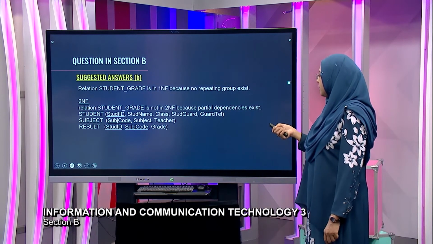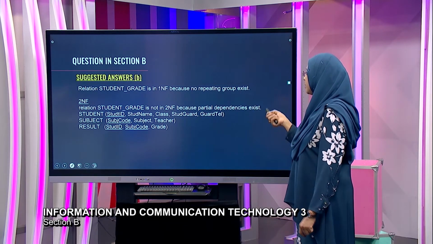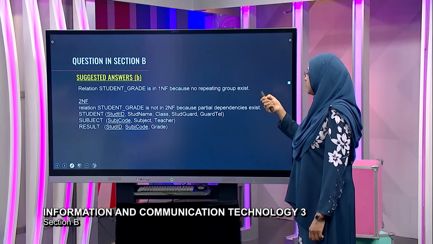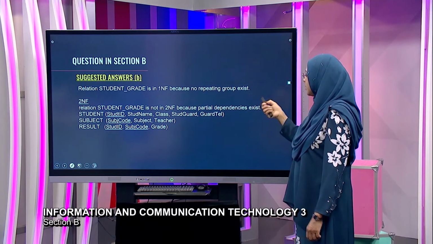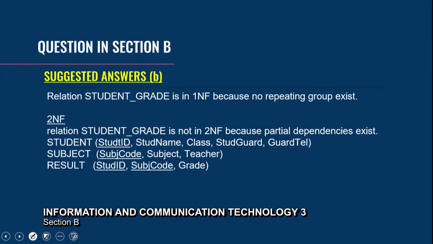The next one, you have to write the relation. So you have to write the reason. Relation student guard is in first normal form because no repeating group. Next, in second normal form, relation student guard is not in second normal form because partial dependency exists.